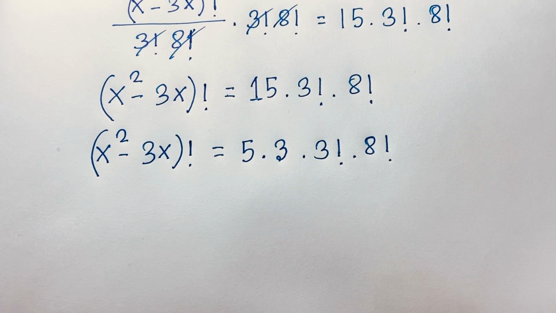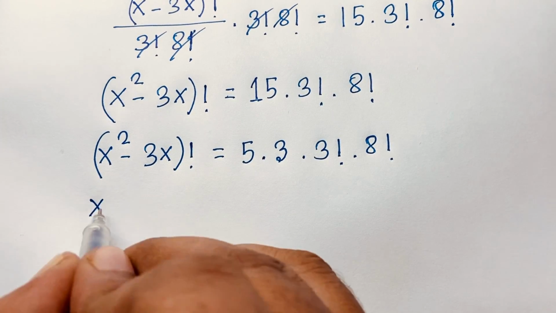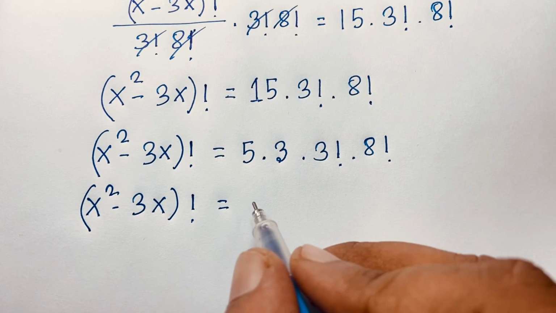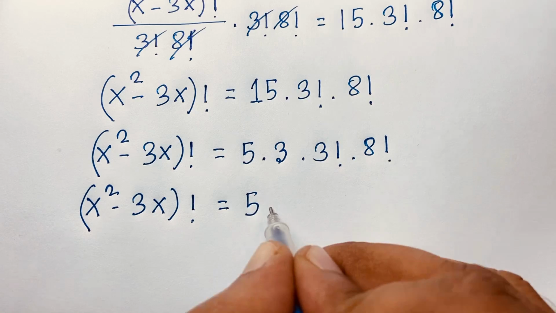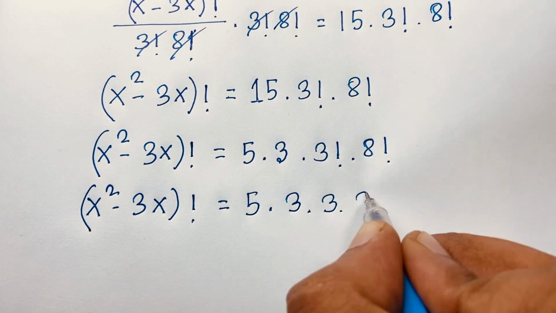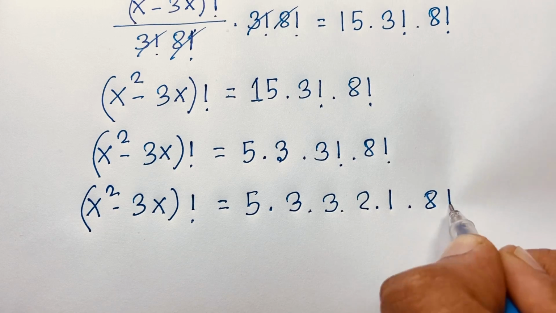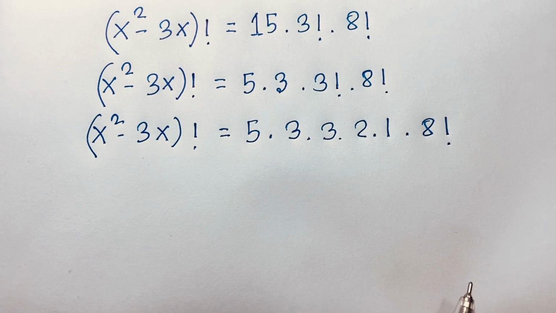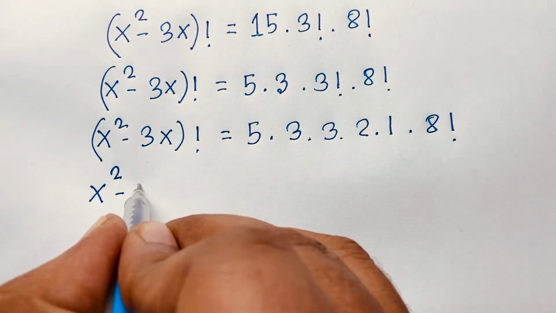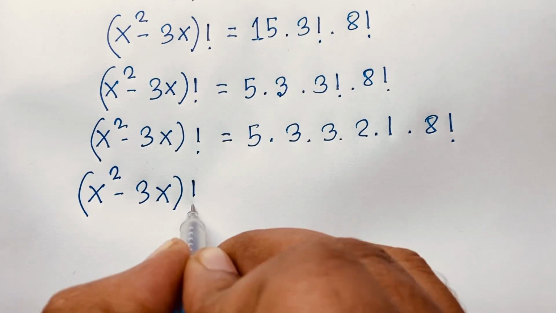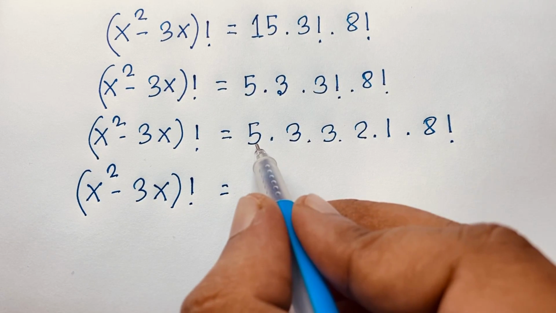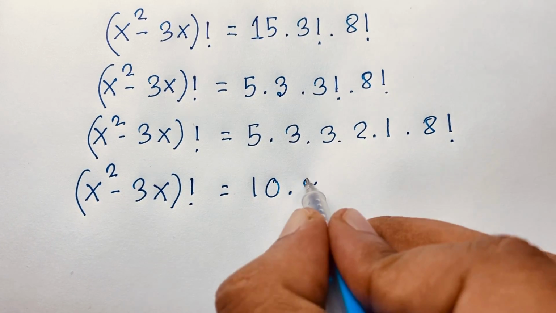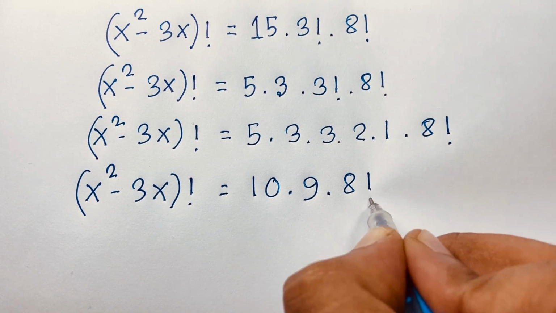Now (x² - 3x)! is equal to, and if I evaluate this 3!, it will be 5 times 3 times 3 times 2 times 1 times 8!. We know that 3! is 3 times 2 times 1. Now (x² - 3x)! is equal to, we know that 5 times 2 is 10, and this 3 times 3 is 9, and here is 8!.